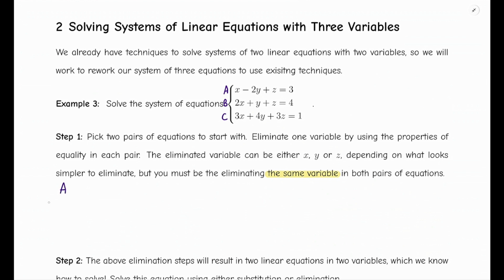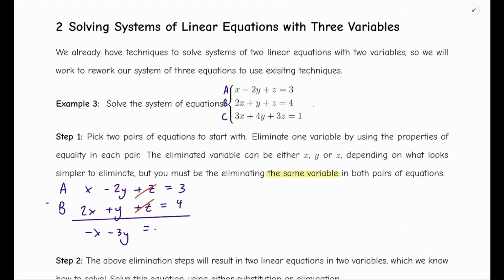A minus B. So that'd be x minus 2y plus z equals 3, and 2x plus y plus z equals 4. So x minus 2x is negative x. Negative 2y minus y is negative 3y. z minus z cancels out. 3 minus 4 is negative 1.